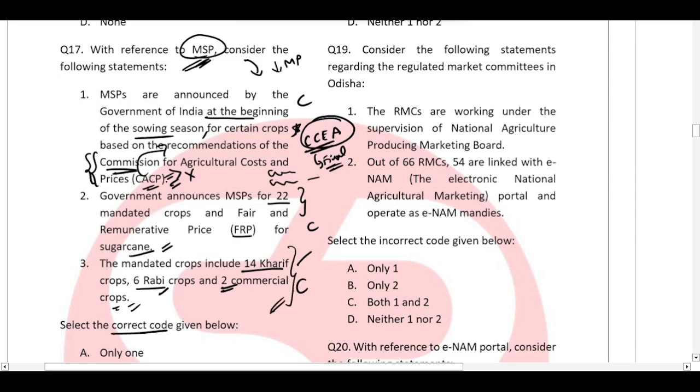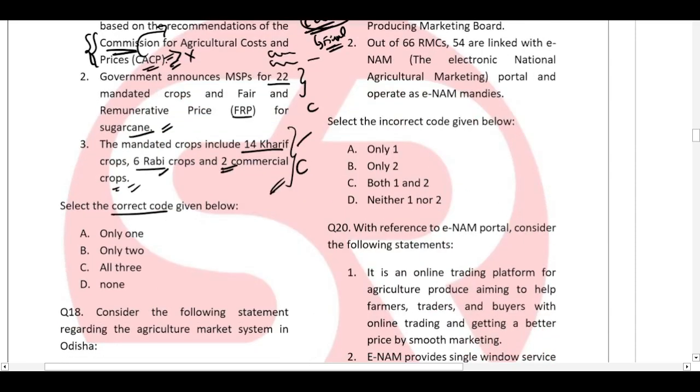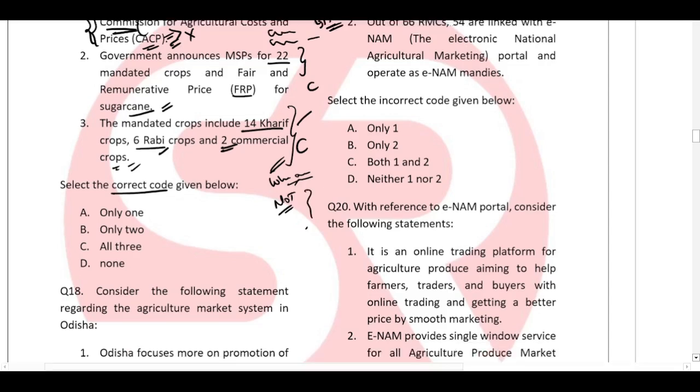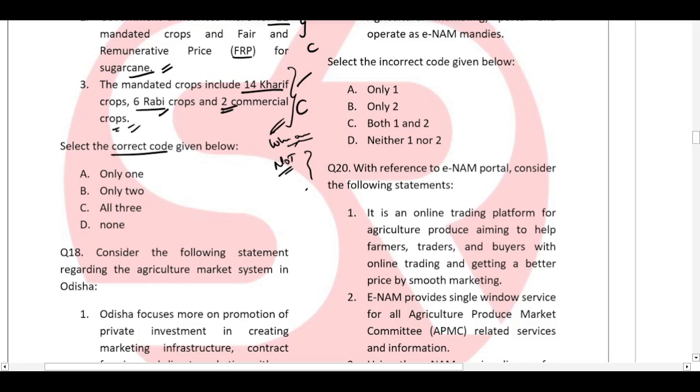For your examination, please go through what are all crops covered under Kharif, Rabi, and commercial, because you might also get a question saying which of the following crops are covered under MSP or which of the following are not covered under MSP. So select the correct code. All three are correct. So for question number 17, all three are correct. So correct option is C.